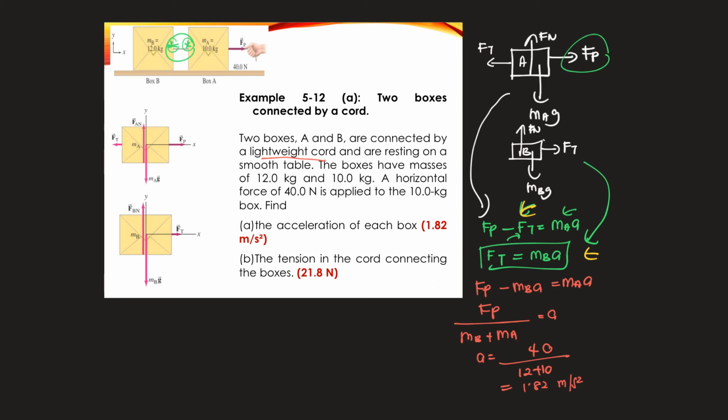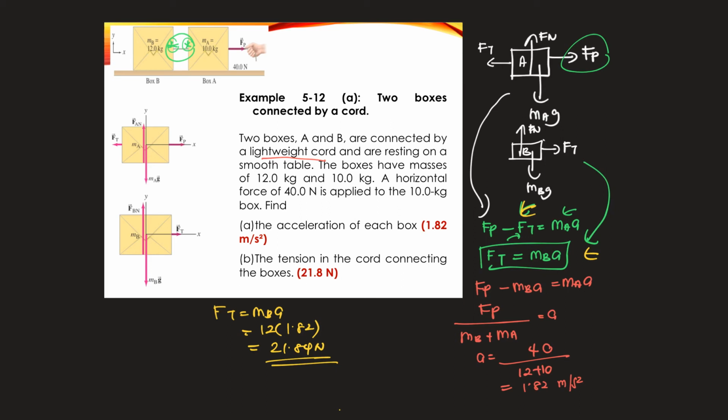So I'm going to use FT equals MBA because it's very short, so it's much easier. So FT equals MBA. I already have the acceleration, so 12 times 1.82. I'm going to get 21.84 Newton. Okay, that's how you do it.